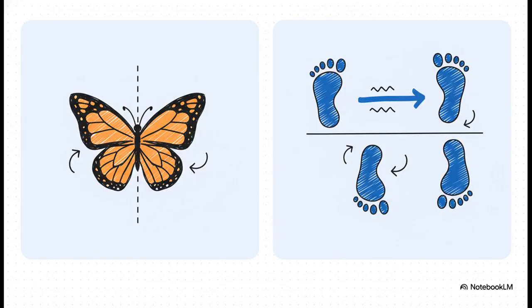Next up, we've got reflection, which is basically a flip. Think about a butterfly's wings. One side is a perfect mirror image of the other. And then there's the really cool one, the glide reflection. It's a neat little two-step move. You slide the shape, and then you flip it.